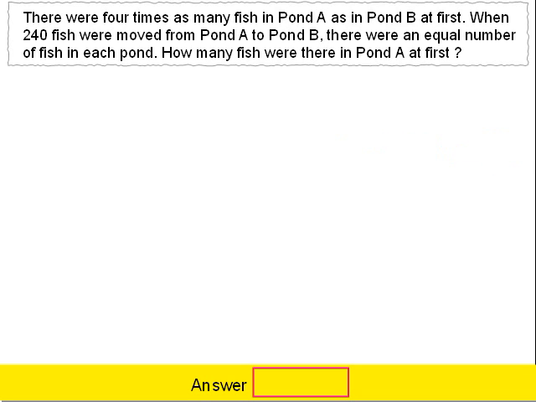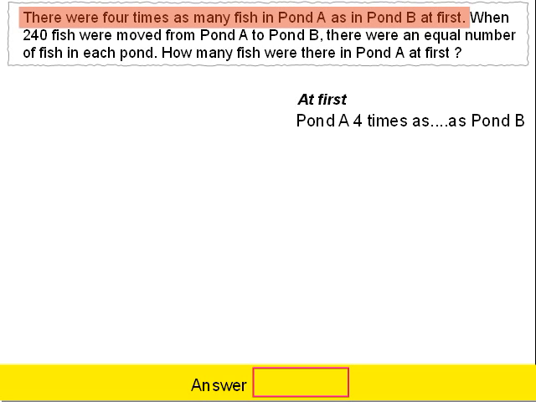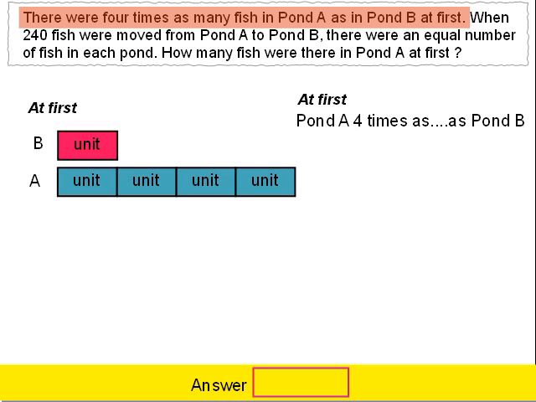Alright, look at the statement. It says that there were 4 times as many fish in pond A as in pond B at first. Okay, that means to say at first pond B had lesser fish. Alright, so we assign the unit model at first for pond B to be 1 unit. And since pond A had 4 times as many, pond A would have 4 units.